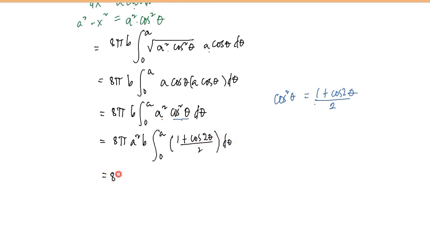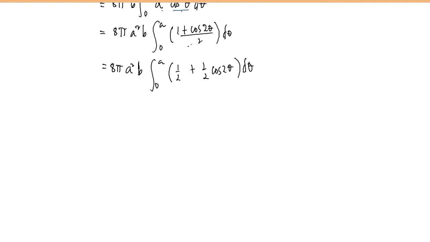So, we have 8 pi a squared b, and we have here the integral from 0 to a. If we isolate this, we would have here 1/2 plus 1/2 cosine 2 theta d theta. So if we integrate this, we would have here 8 pi a squared b.